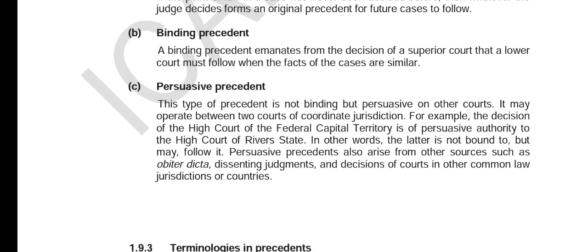Now this is the example I wanted to paint before, between the federal high court and state high court. When courts are of coordinate jurisdiction, for instance federal high court and state high court, and there is a similar matter, and the state high court has presided over that matter before, let's say the federal high court now wants to try a similar case, the same matter but different parties. The decision of the state high court is not binding on the federal high court to follow.